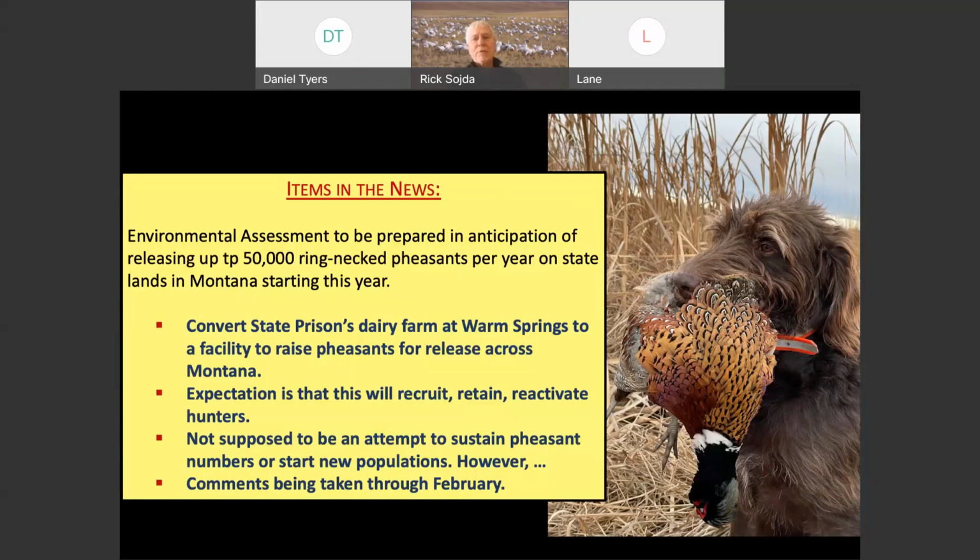Don't have enough time to talk about all the ins and outs of that right now, but that assessment is going through, and they'll be taking comments, I believe, through the end of February. If you go to the Fish, Wildlife, and Parks site and look at the Fish, Wildlife, and Parks Commission, you'll see the opportunity to comment.